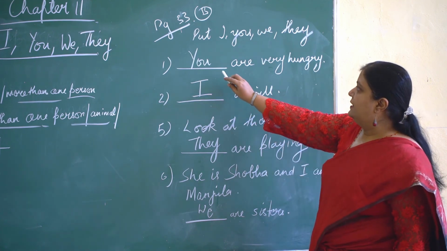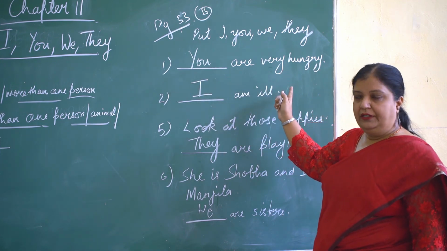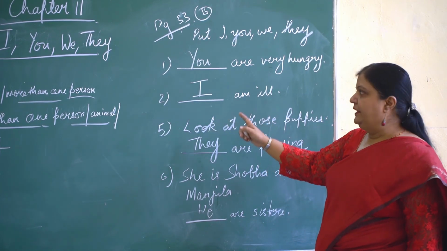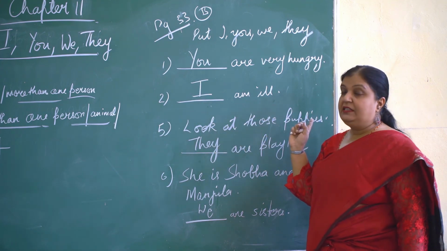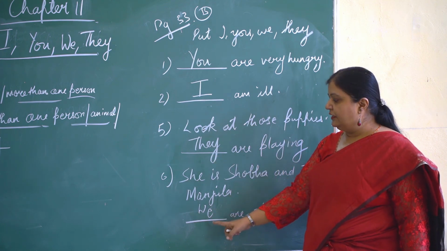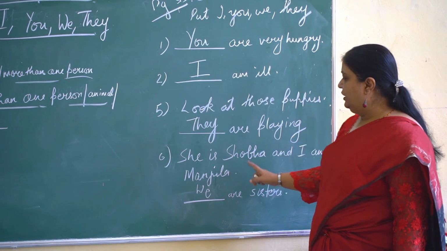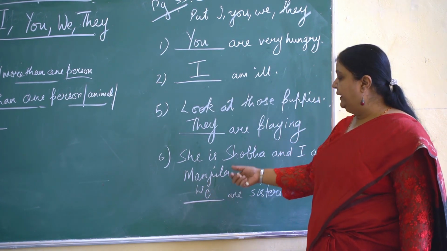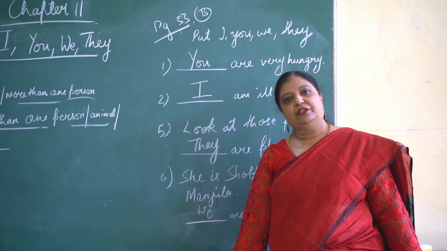Again I am repeating, dash are very hungry. The first one, you are very hungry. The second, the picture depicts that one boy is lying on the bed and he is not well. I am ill. Look at those puppies, the fifth picture, they are playing. And the sixth one, two girls. One girl is telling about herself and her sister. She is Shobha and I am Manjula. So, what will come? We are sisters. Now, I think the concept is clear. Rest of the three you can do by yourself.